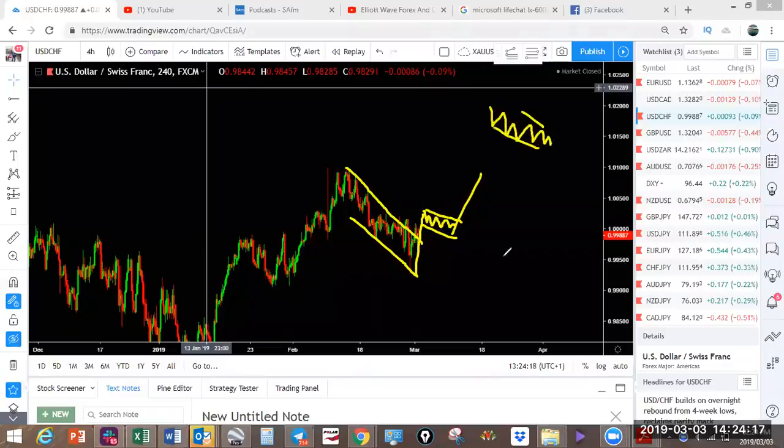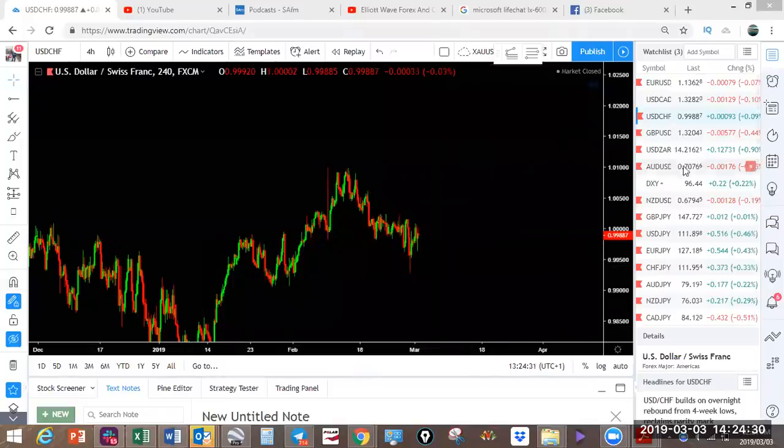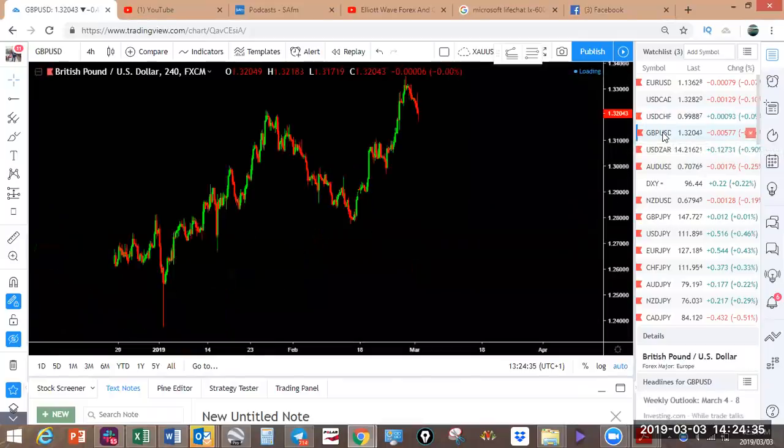So that is why you cannot trade the market in isolation. You need to look at these correlations as well. This will be a good indicator of which alternative to look out for on Euro US dollar. So look at them both. That's US dollar CHF. Now we look at pound US dollar.